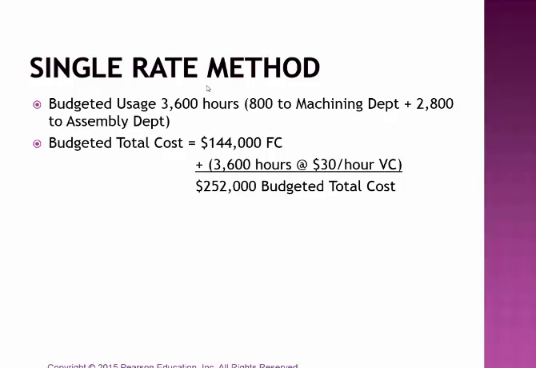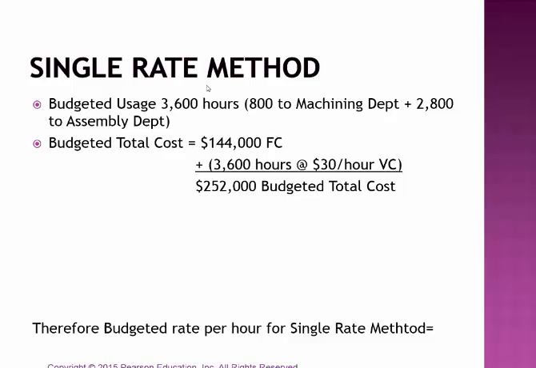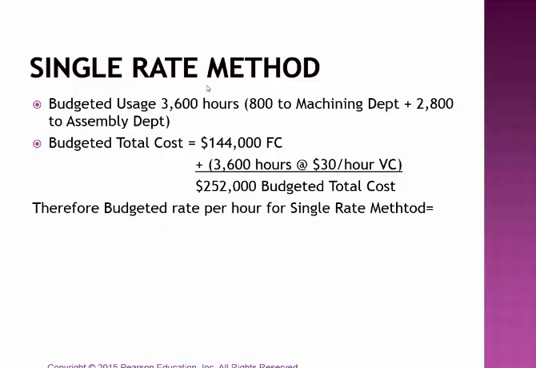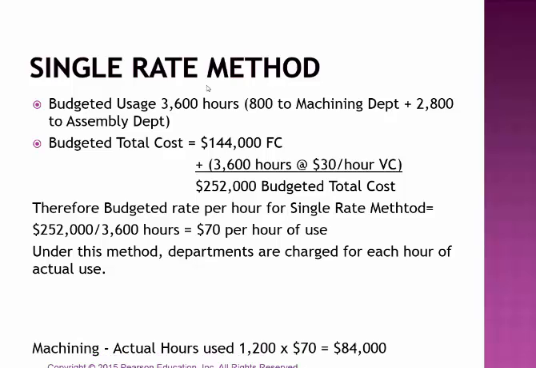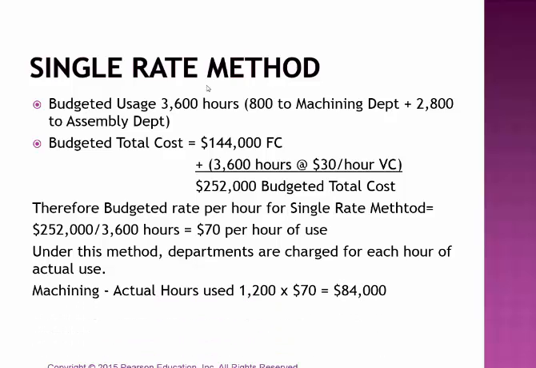budgeted total cost. We're then going to take that $252,000 and divide it by the whole 3,600 hours that's budgeted. And we're going to get a $70 single rate per hour of use. And then based on the usage, we will allocate. All right, so for each hour of actual use, we will allocate $70 per hour to the operating departments.